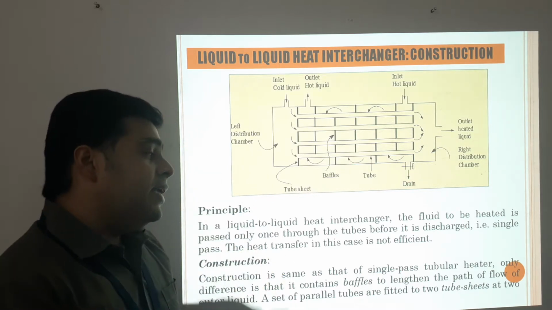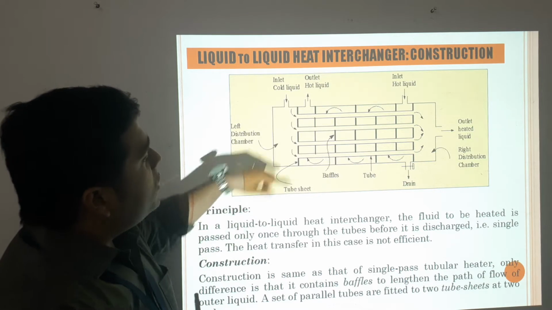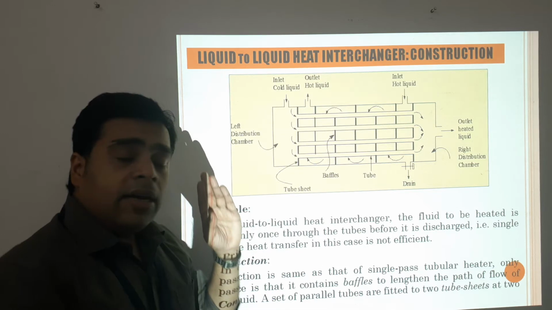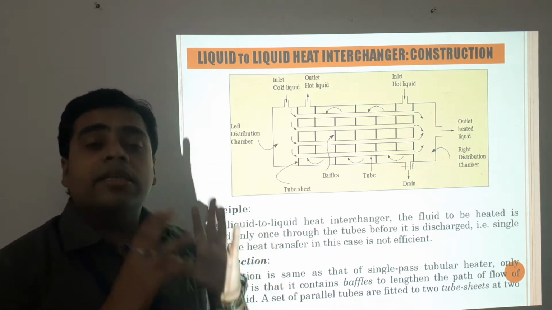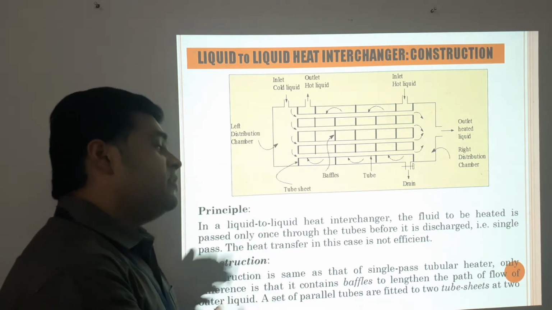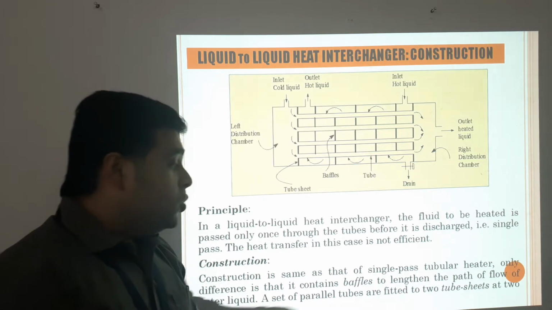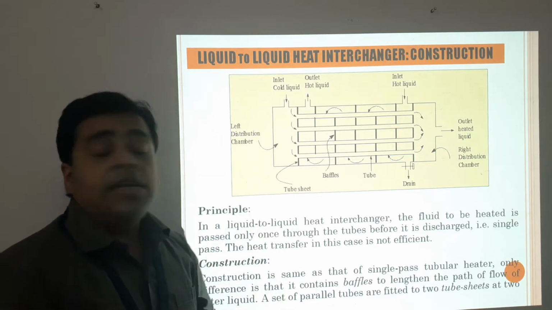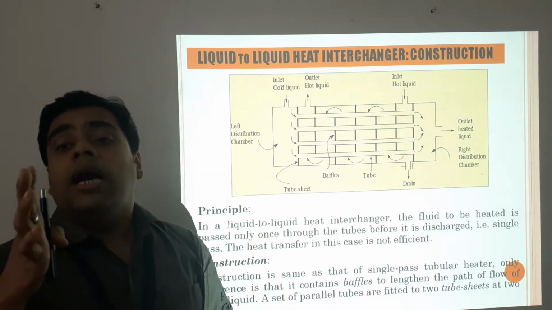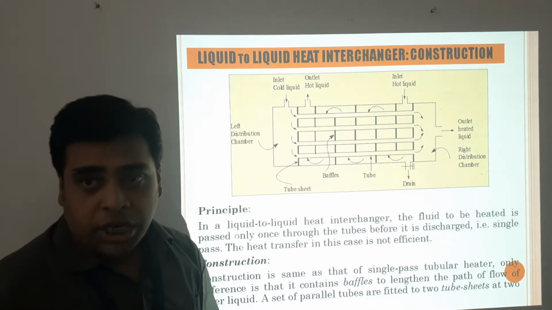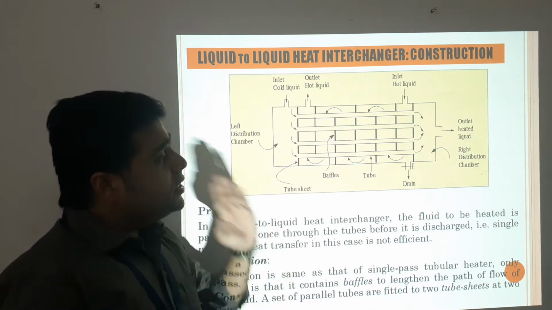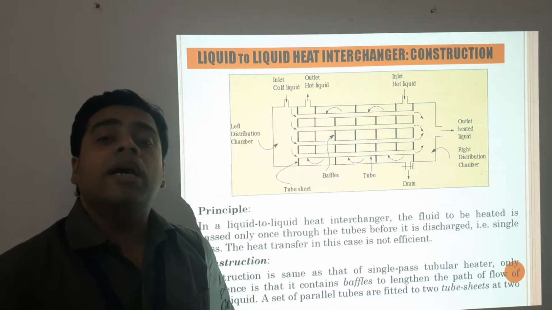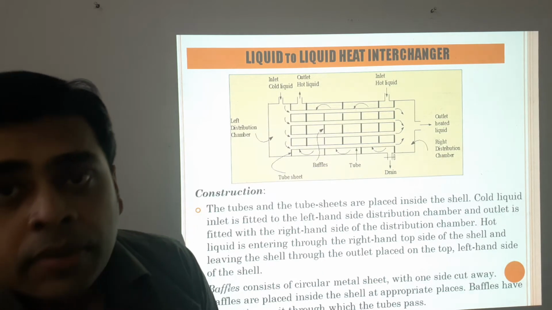Only difference is that it contains the baffles. So these are the baffles. These are partitions or baffles. So the diagram is almost same as that of the single pass tubular heater. Only difference is that it contains baffles to lengthen the path of the flow of the outer liquid. A set of parallel tubes are fitted to the tube sheets at two ends. So this is the basic difference, the providence of the baffles. Otherwise it is almost similar to the single pass tubular heaters.